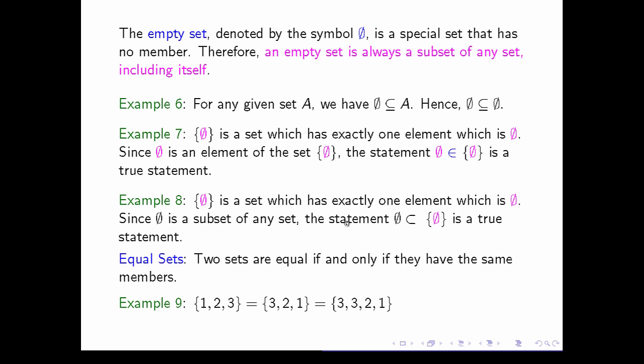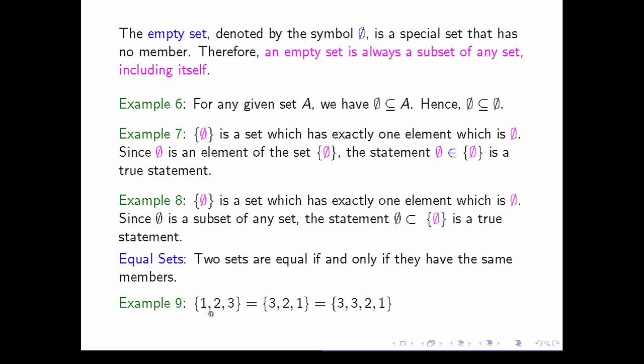Okay, the next concept we talk about is equal sets. When we have two sets, we want to define when they are equal. It's very straightforward. Two sets are equal if and only if they have the exact same members.